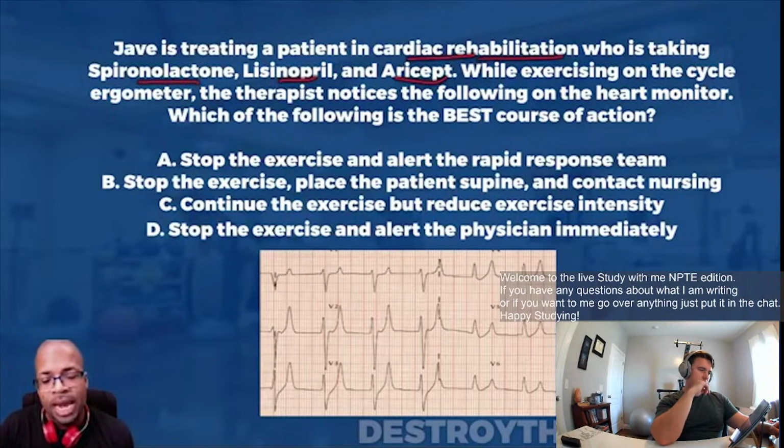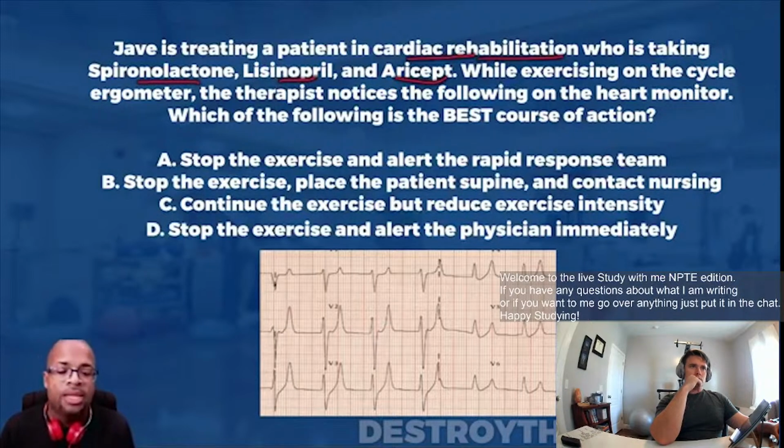When I look at this EKG strip, I'm seeing a tall, peaked T wave. What that really means to me is that the patient is potentially having difficulties with their ventricular repolarization. Another way to say that is their ventricles relaxing. They're having a problem with ventricular relaxation.